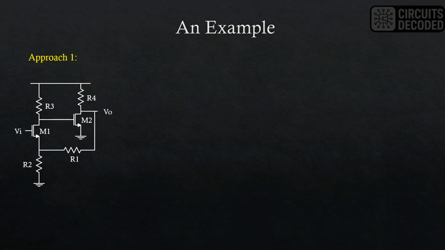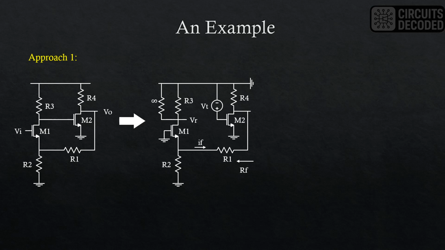Let's test the correctness of this technique with an example. Shown here is a simple voltage-voltage feedback amplifier, and we need to find the loop gain of this circuit. Let's break the loop at the gate of M2 and apply test voltage Vt and load Vr with the appropriate loading. We can see that the load resistor here is infinity and does not change the loading at Vr.